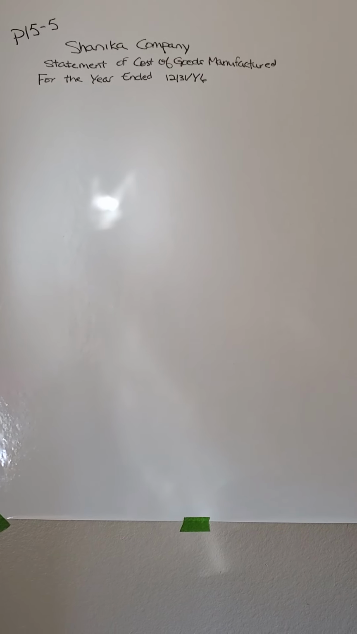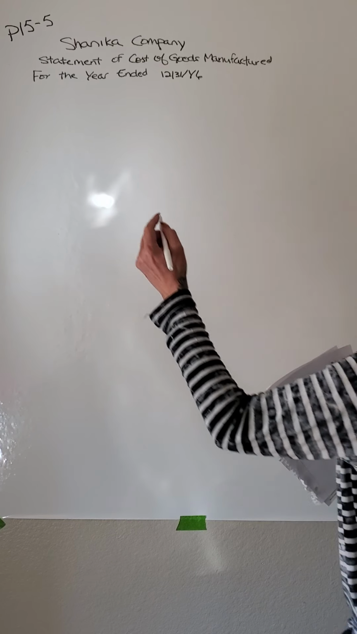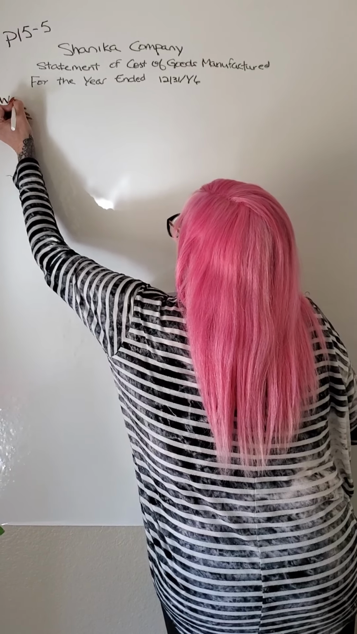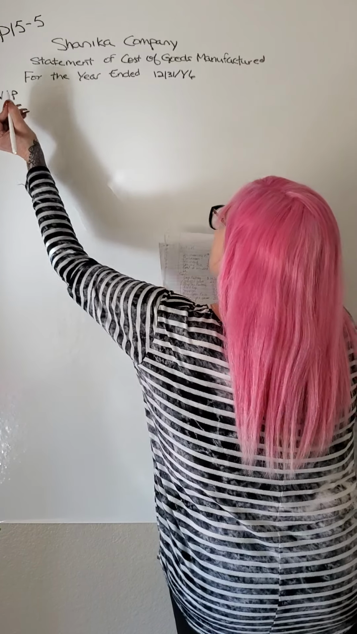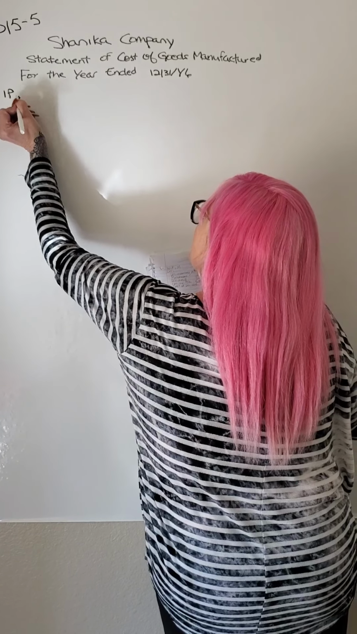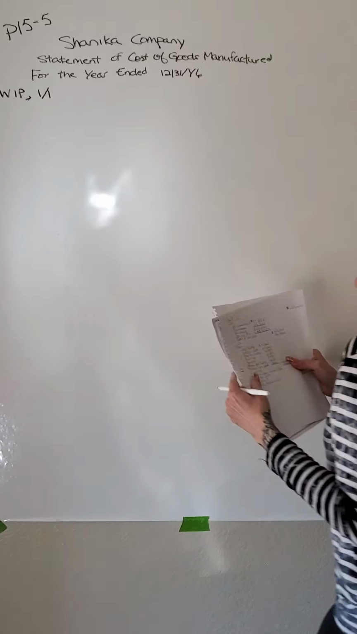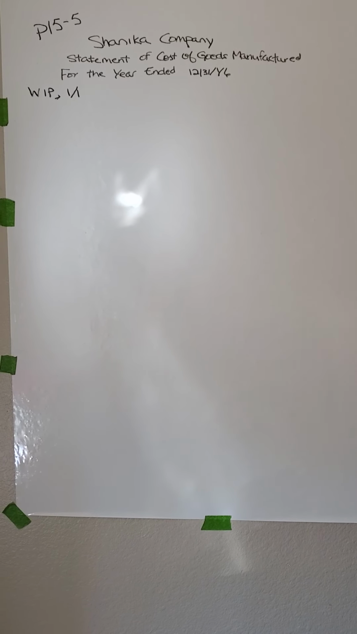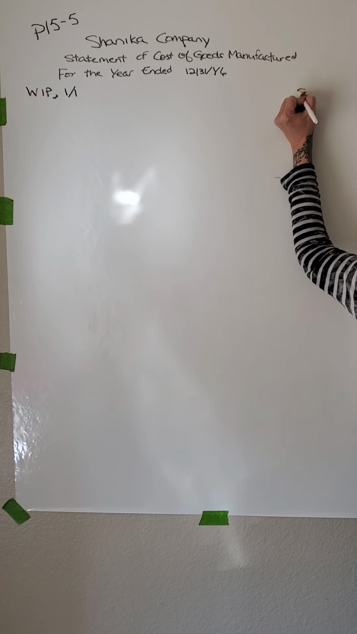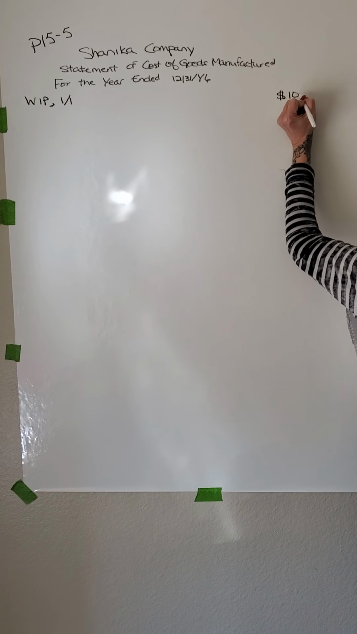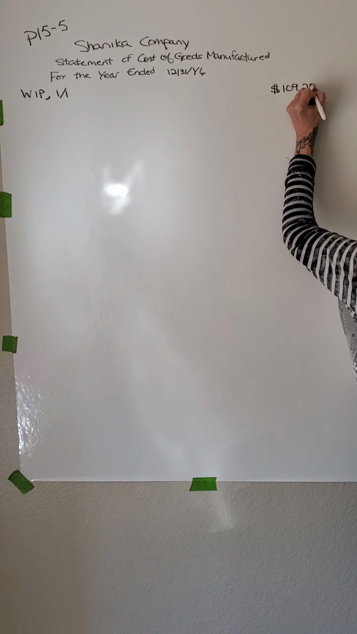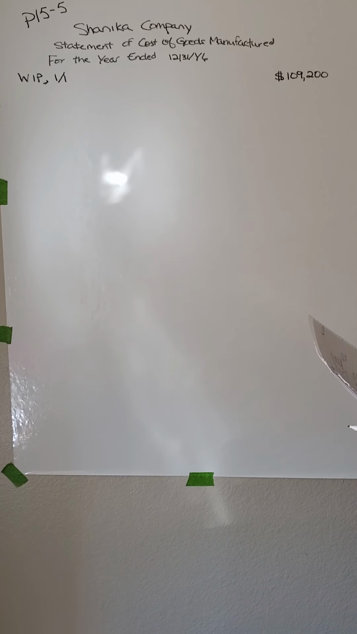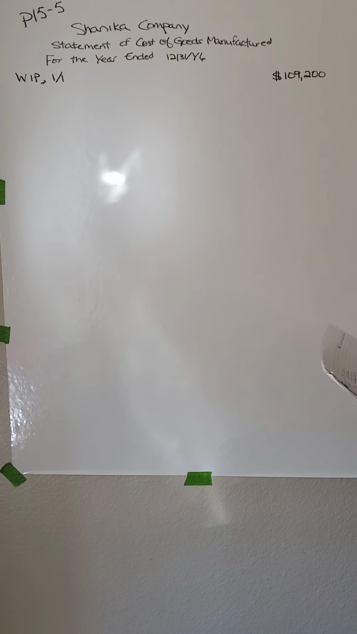ungraded assignment. But the first thing that we start off with on this statement of cost of goods manufactured is we always start off with work in process inventory, and it's going to be at the beginning of the year. This was for the year ended. So it's for on 1/1 of the year would have been $109,200. And this is just like exercise 15-15. So we're going to go through the same steps all over again.